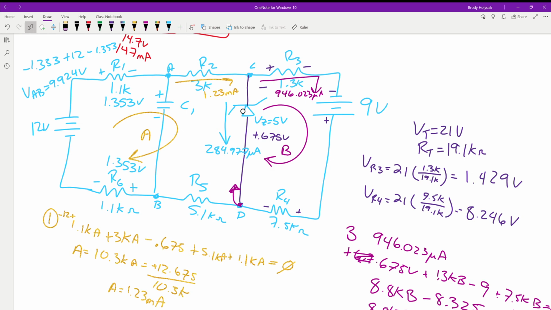Yep, that'll do it. 250 milliwatts. Yep, quarter watts. Okay, any questions about that?